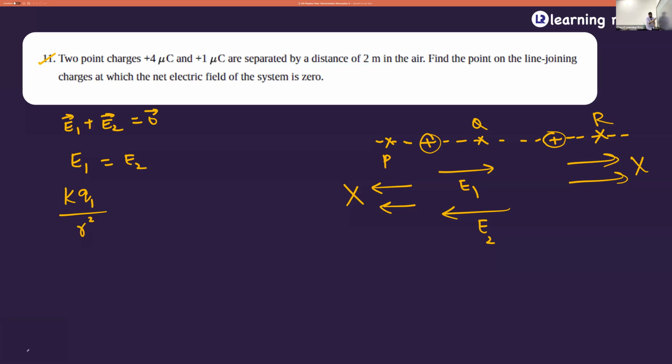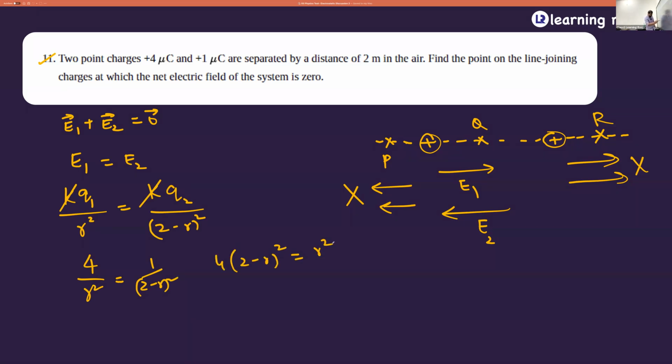K Q1 divided by R square is equal to K Q2 divided by 2 minus R the whole square. So K and K will get cancelled. What is the value of Q1? 4 by R square is equal to 1 divided by 2 minus R the whole square. So what am I supposed to do? Just cross multiply. So 4 into 2 minus R the whole square is equal to R square.